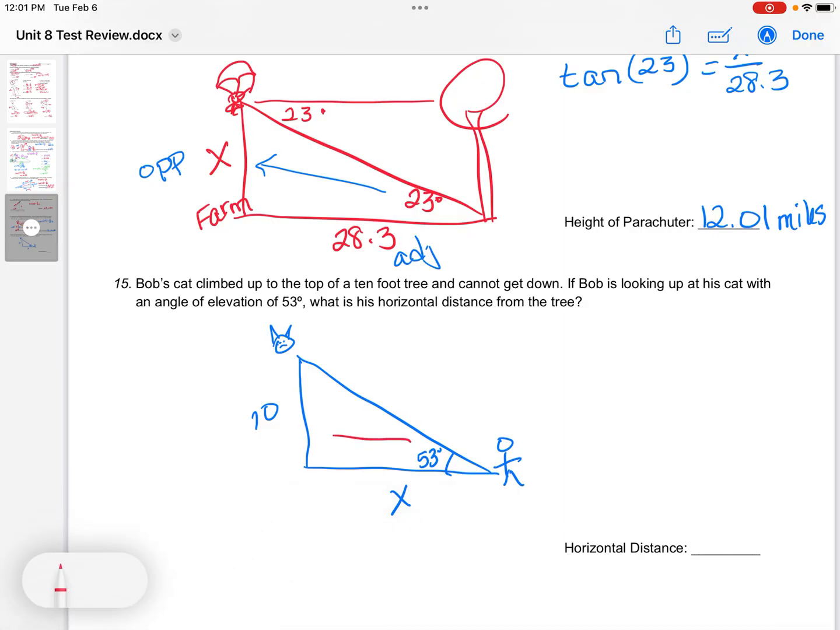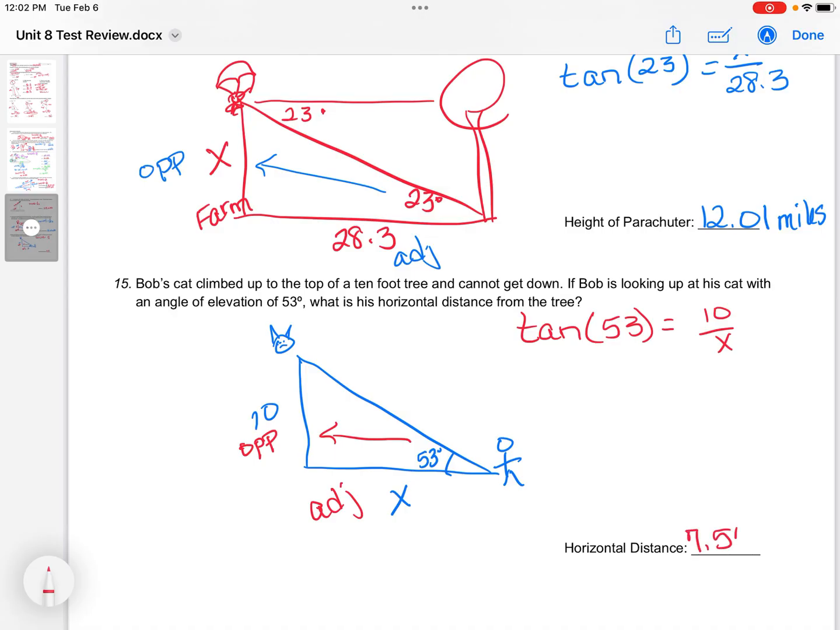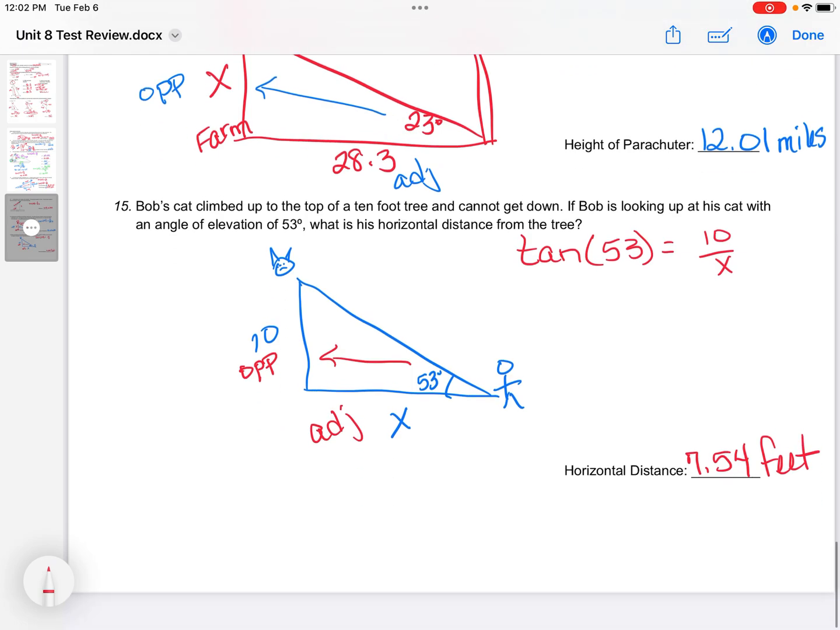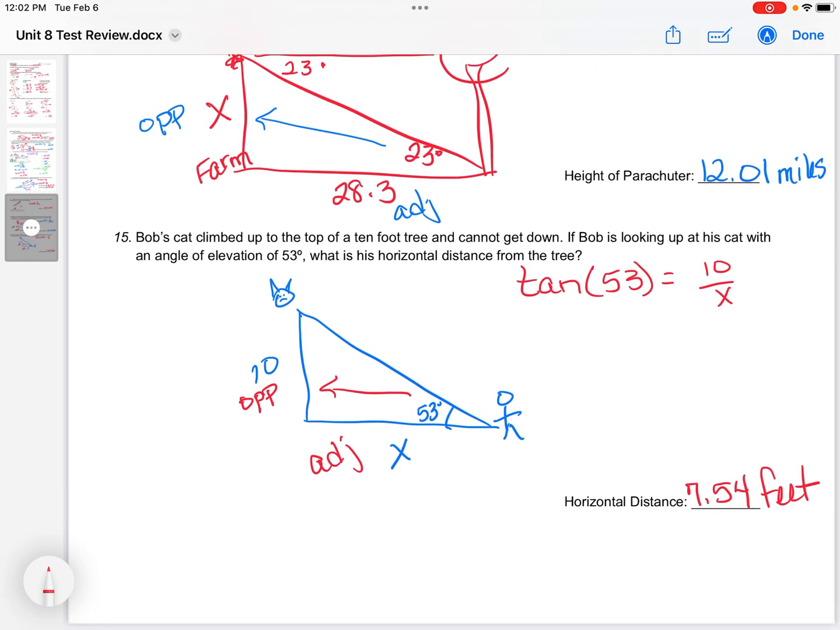So we have opposite, adjacent, tan 53 equals 10 over x. He is 7.54 feet from the tree. We'll see how this turned out.